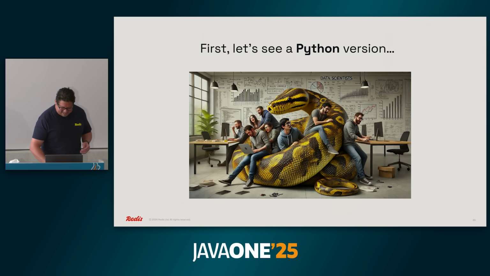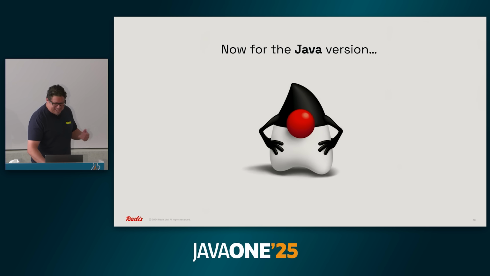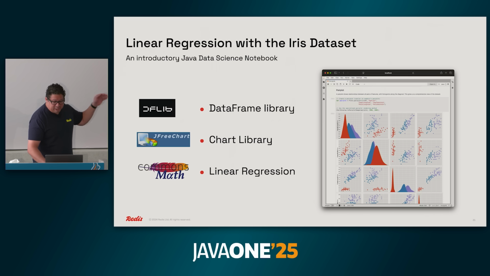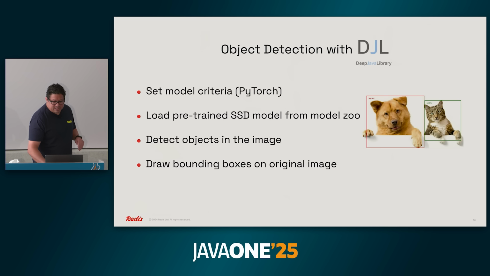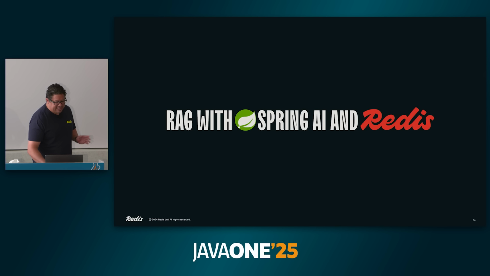Don't get strangled by the snake. We did the Java version. So JFreeChart is what I used for the charting on that first example, dflib and Commons Math for the linear regression. We've seen some of the DJL stuff, very easy to use.